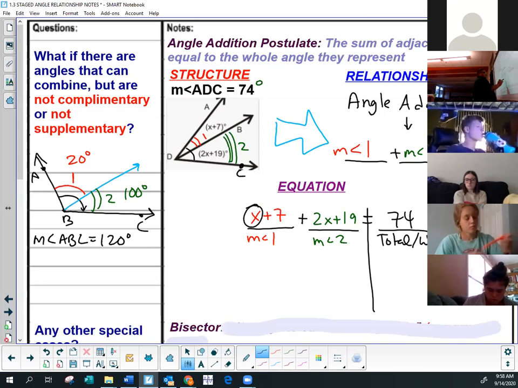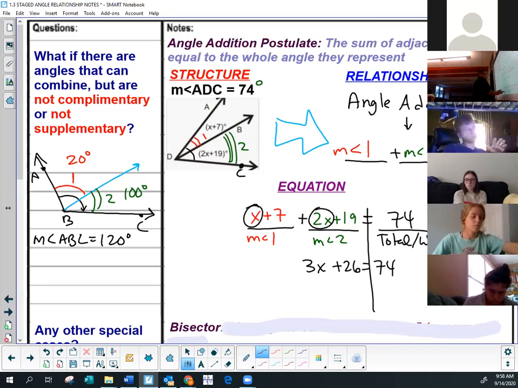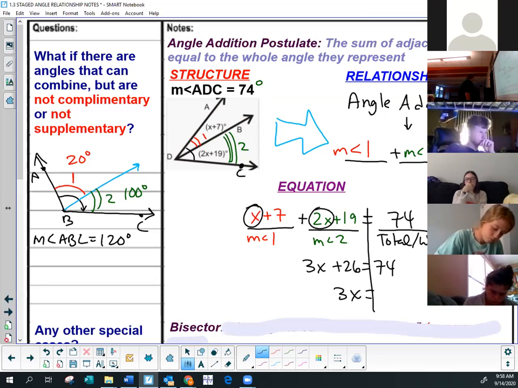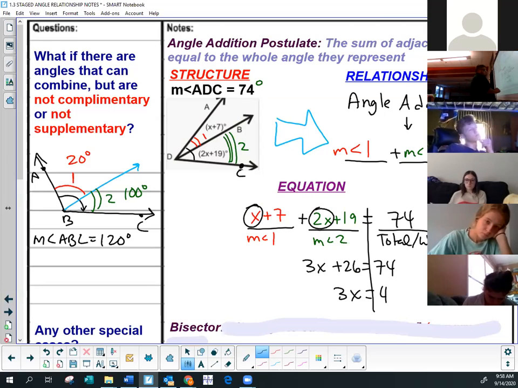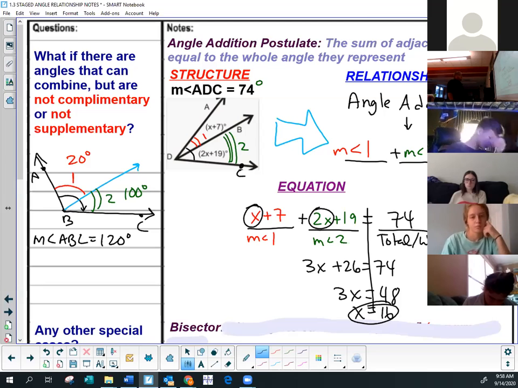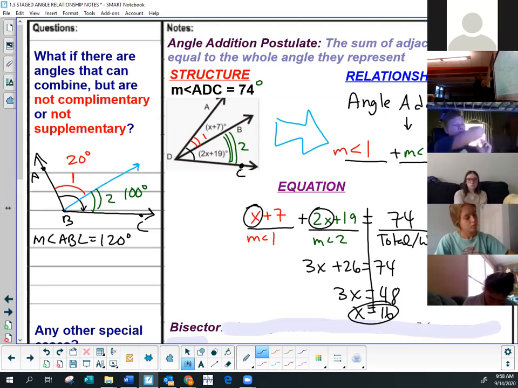So we have x and 2x. Okay, so we subtract off the 26 from both sides. We have 48. And then x in this case would be 16. Okay. For the sake of time, I'm not going to go back and substitute those angles, but certainly you can when you're reviewing your notes. And we should be able to confirm that's a total of 74 by adding those back together.